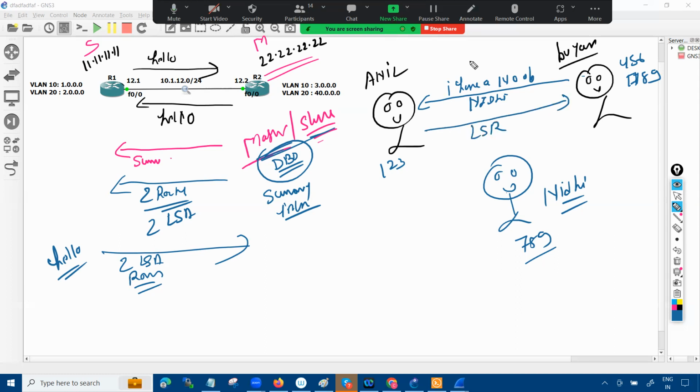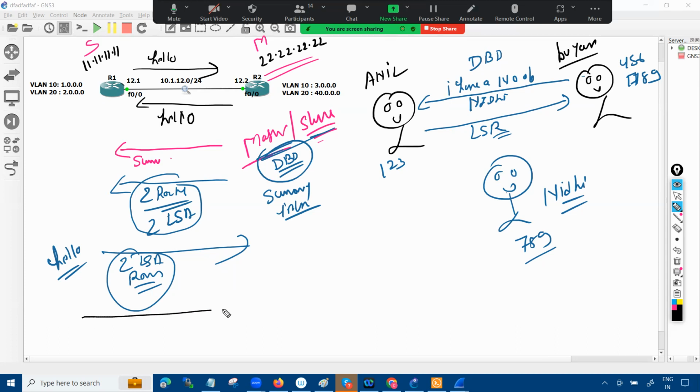LSR packet. In the DBD packet, I just said the summary information. By requesting it, I'm saying, hey, can you please give me the number of Nidhi? That's the meaning of a request packet. Same thing, when router number 2 has shared this information to router number 1, and router number 1 shared this information to router number 2, then what happened?